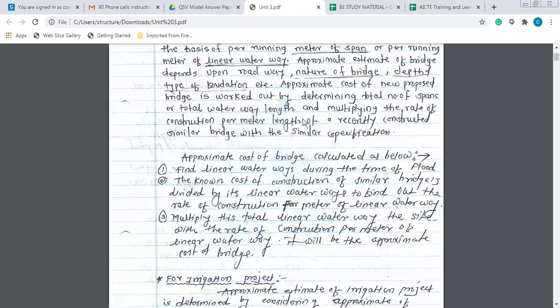Then the cost required for one pier you can calculate separately. The cost required for the abutment you can calculate separately. So every parameter you have to consider for the approximate estimate. I am not discussing detail. So that is all about the bridges.